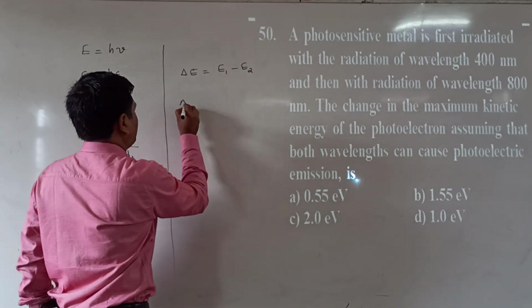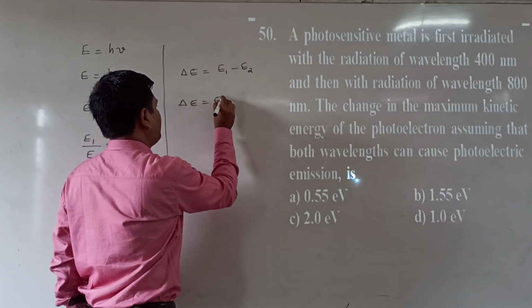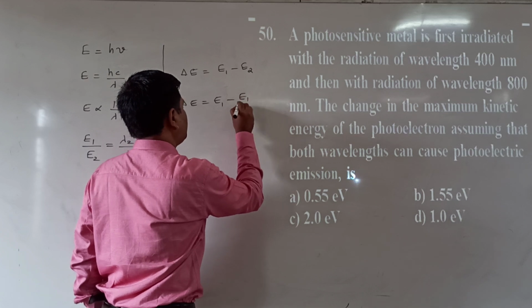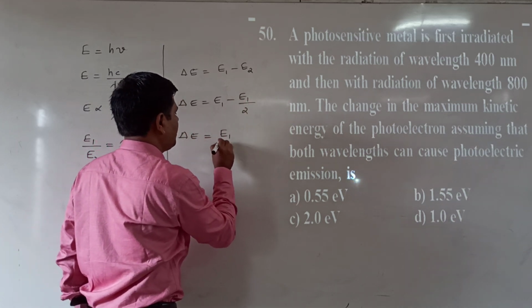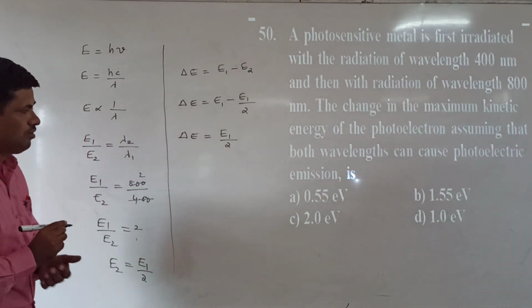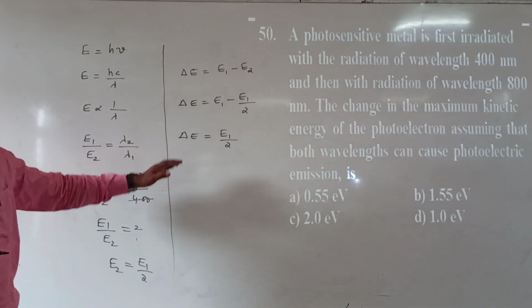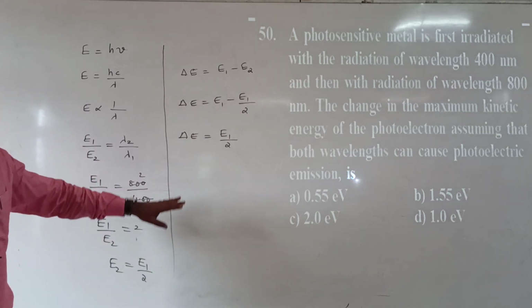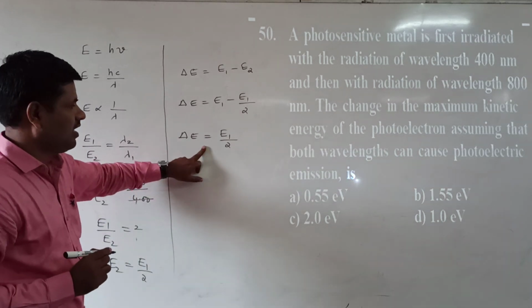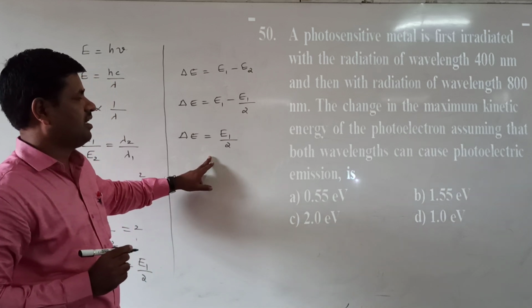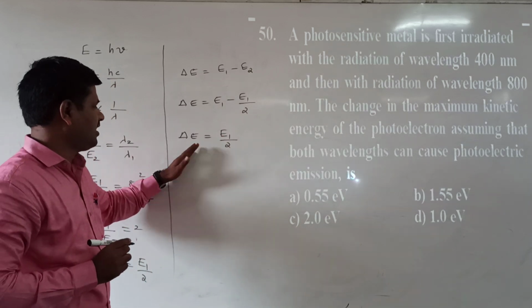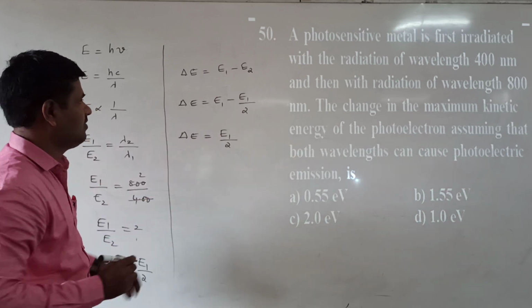E1 is large. Now delta E is equal to E1 minus E2. E2 is equal to E1 by 2. Now the change in the kinetic energy is equal to E1 minus E1 by 2, which is E1 by 2. Now this is the change in the kinetic energy. Now what we have to find here? The change in the kinetic energy value we have to find. That is, the change in maximum kinetic energy is asked here. For finding the change in the kinetic energy, the E1 value is required.